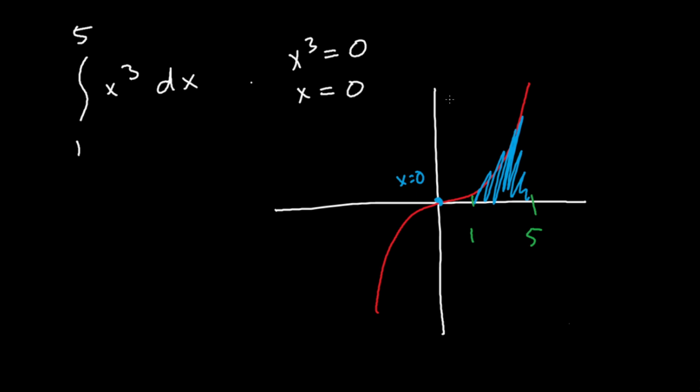So if your function does not intersect with 0 at any point, and you know that you have positive values between 1 and 5 for your function, then you don't have to worry about doing any absolute value or net area or anything like that. Just solve the integral like normal.